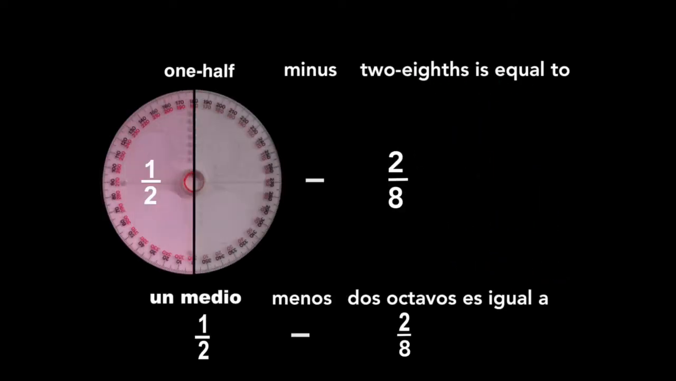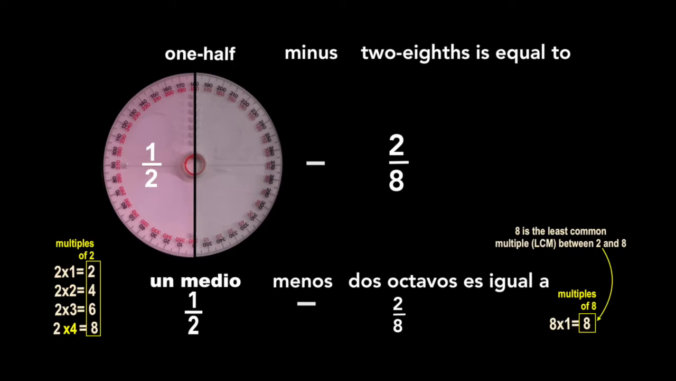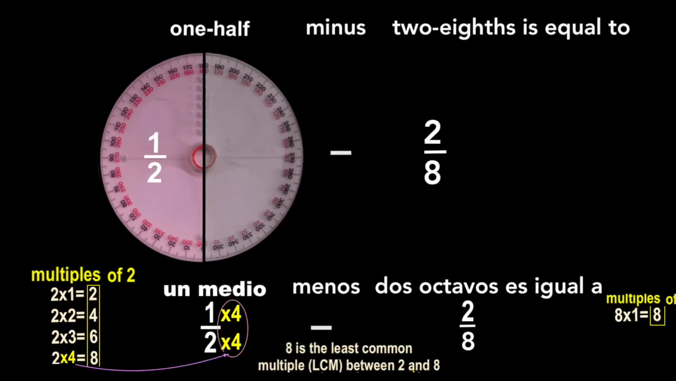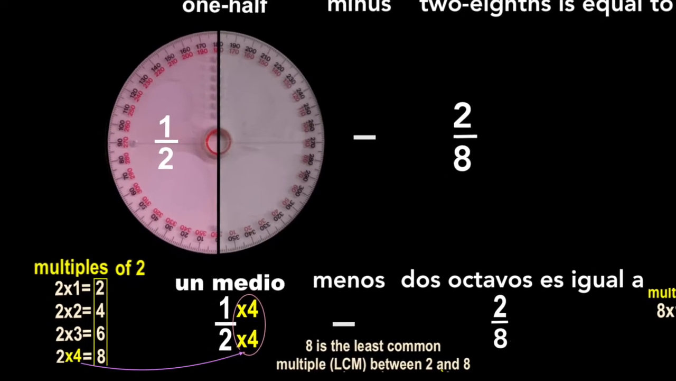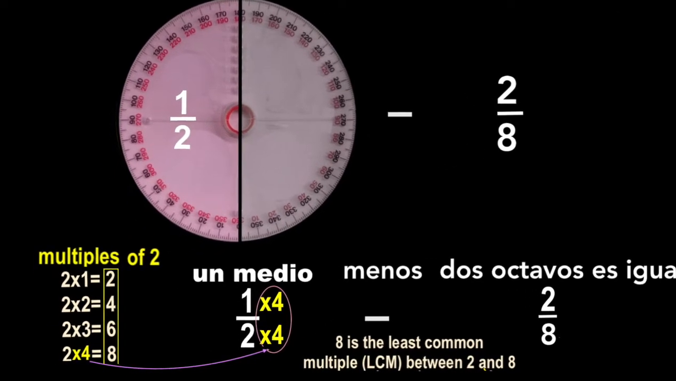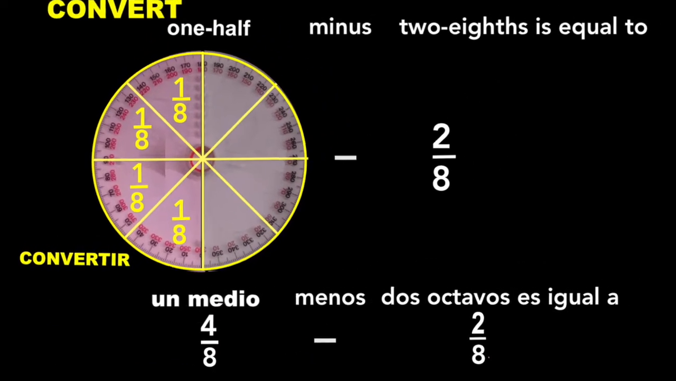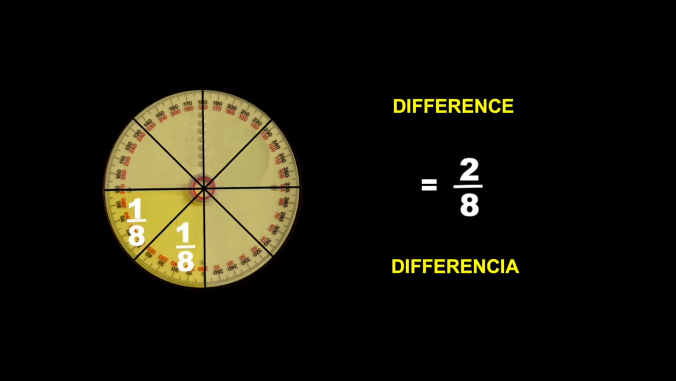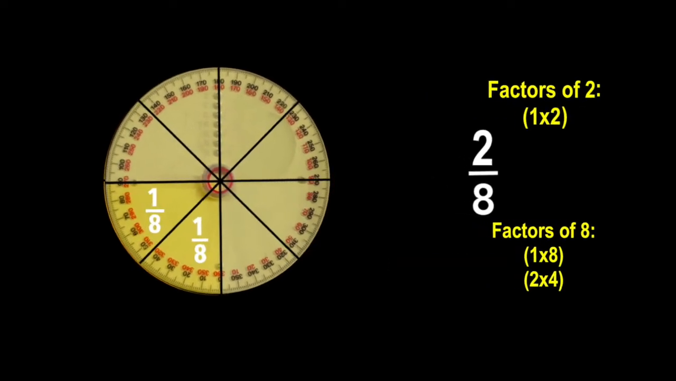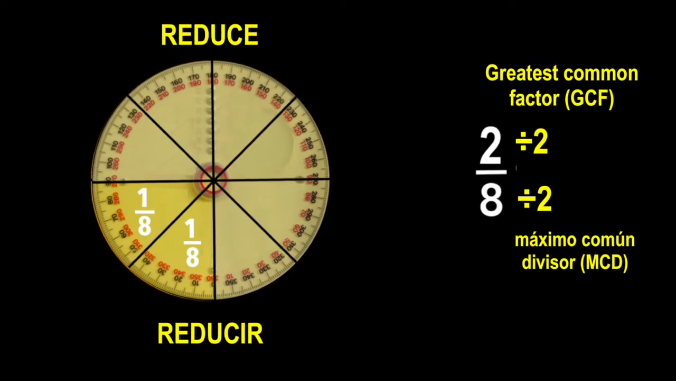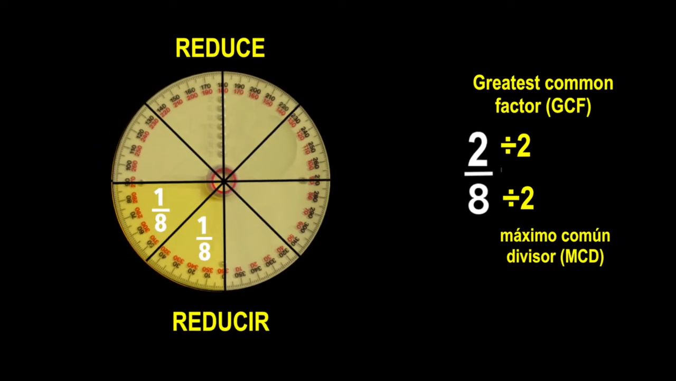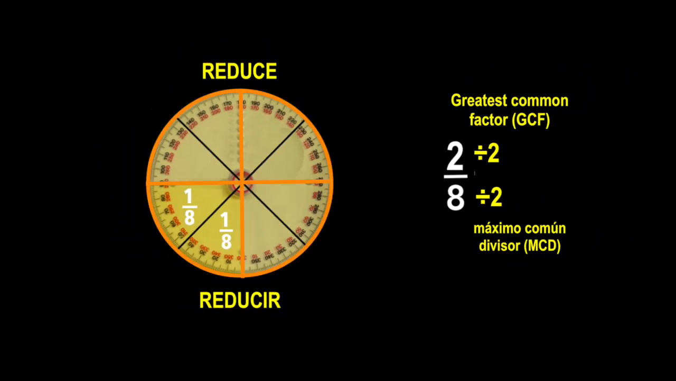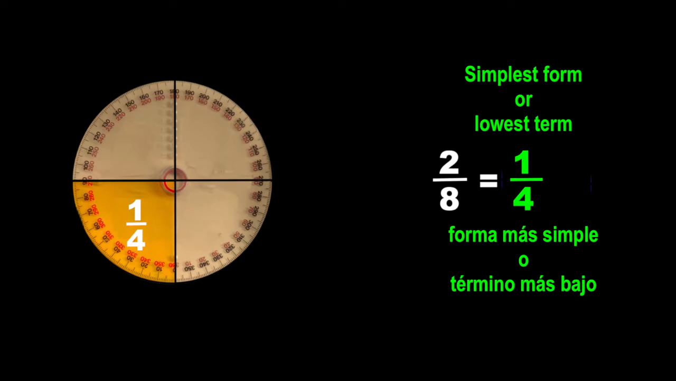1/2 minus 2/8. List the multiples of 2 and 8. Multiply 1/2 by 4/4. Convert 1/2 to 4/8. Take away 2/8 from 4/8, a difference of 2/8. List the factors of 2 and 8. Reduce by dividing 2/8 by 2/2, which is equivalent to 1/4.